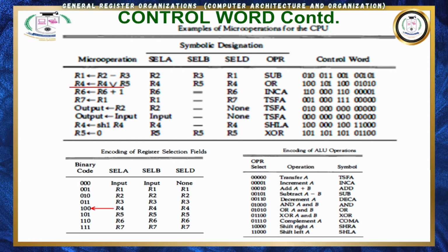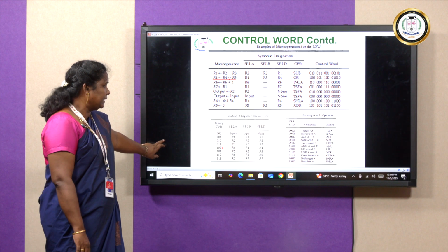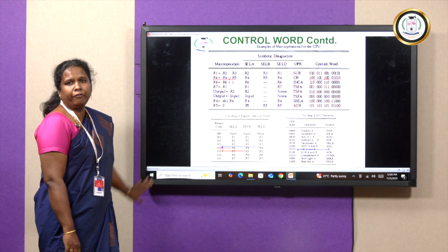First we have to select R4. For selecting R4, the selection code is 100. For selecting R5, the code is 101. Then again the answer should be loaded in R4, for which the code will be 100, and the OPR has to do ORing of A and B. For that the control word is 01010. So likewise we have framed the 14 bits.